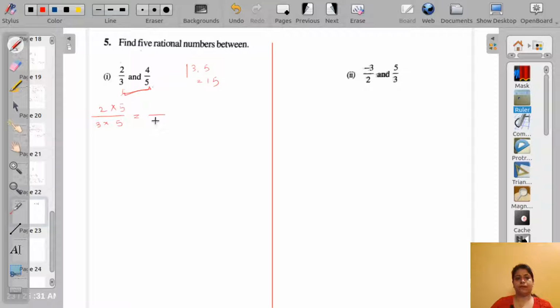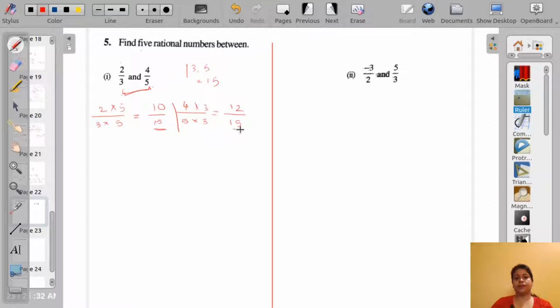So multiply 2 by 3 with 5, and this is 10 by 15. And 4 by 5, we have to make it 15, so multiply by 3. Now 10 by 15 and 12 by 15. So the denominator 15 is the same, and between 10 and 12 we get only one rational number, 11 by 15.